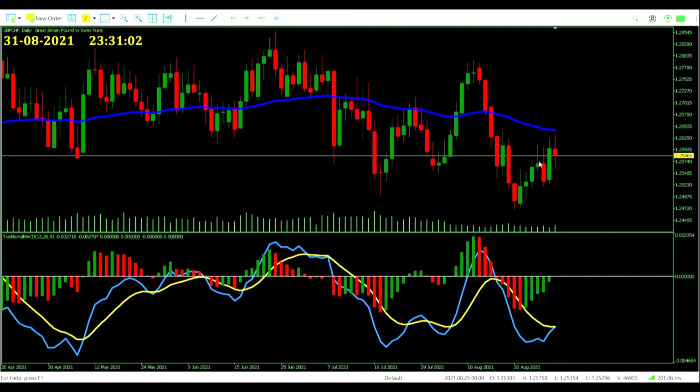Pound against the Swiss franc. If we see a strong green day tomorrow, then we could get a nice identical signal of price crossing the EMA and the MACD zero line at the same point. As is though, doesn't look like we're going to get anything there.